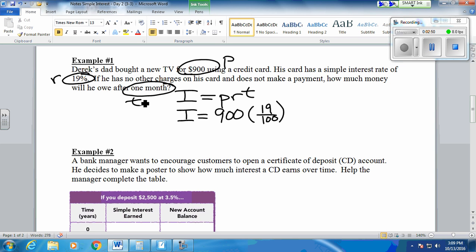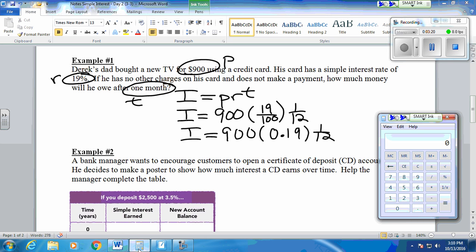You do not put just 1 into your formula. Time is measured in years. So 1 month is 1/12 of a year. So that's why I put the 1 month over 12. So again, how I would put this into my calculator is I would first figure out what 19/100 is as a decimal. And because sometimes we need to be careful if we end up getting repeating decimals, we want to make sure that we leave all of the numbers in our calculator.